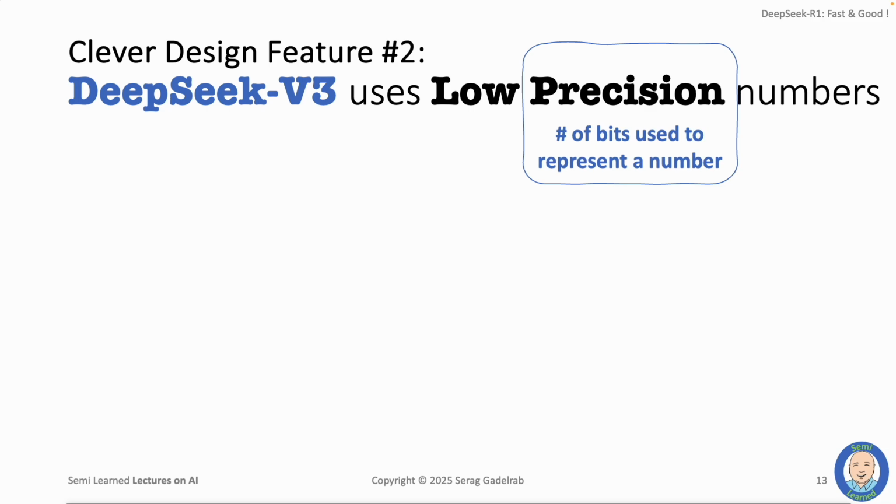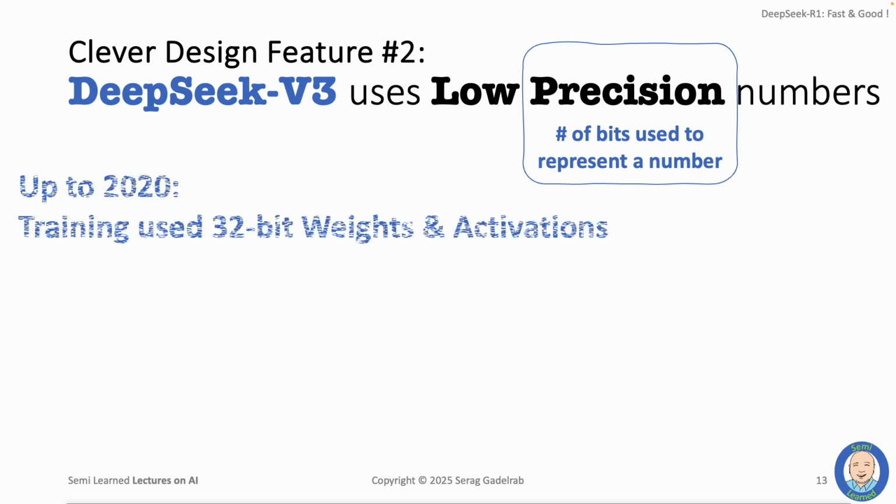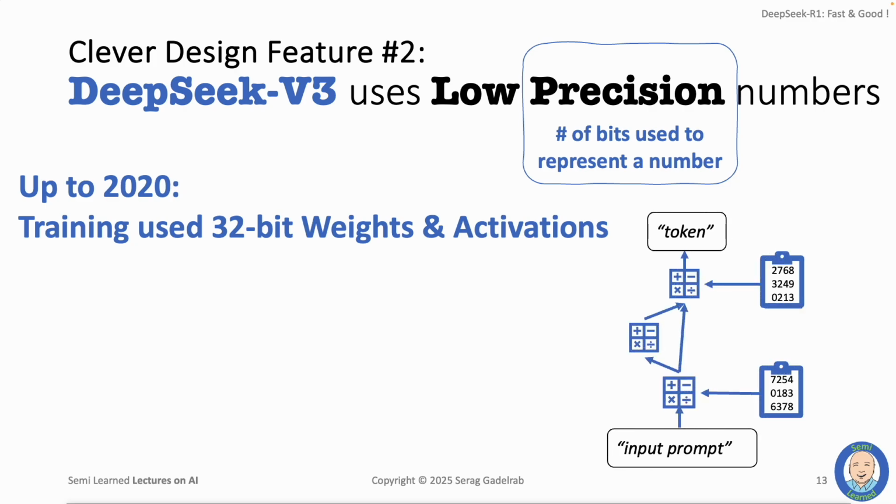Now, up to 2020, training used 32-bit precision to store the weights and the activations while it was doing computations. By the way, the word activation refers to the intermediate numbers that are calculated by the different computational blocks in the model and are passed around inside the model, like where the gray arrow is pointing right now.